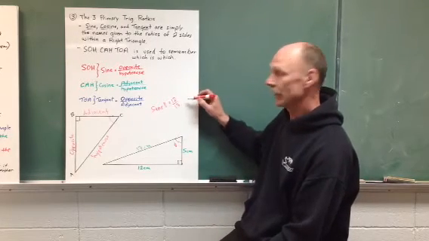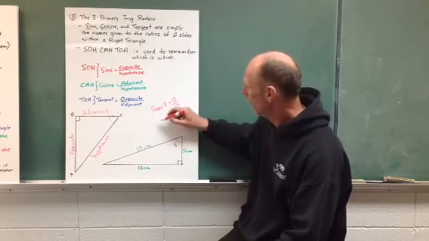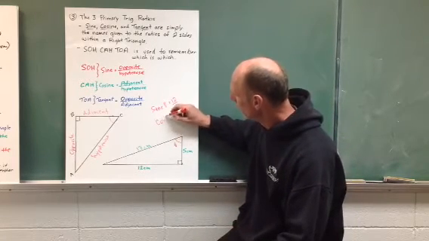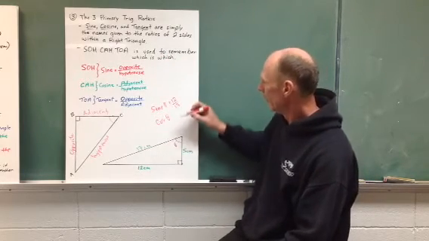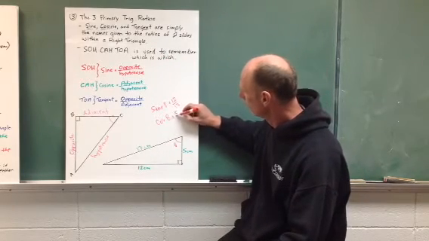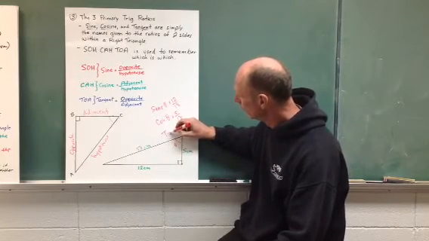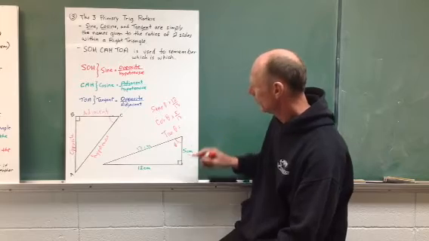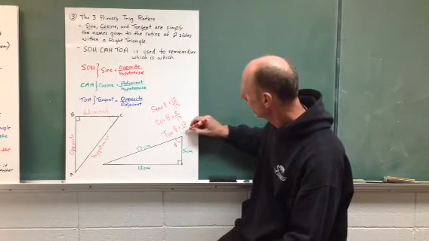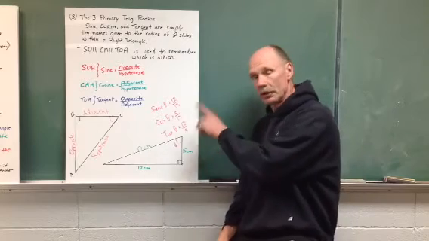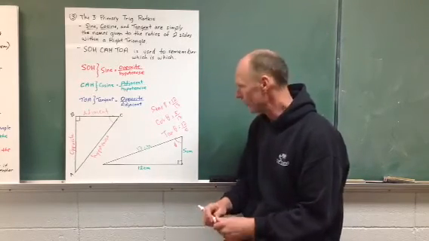I could also change that to a decimal by going 12 divided by 13. But for now, I'll just leave it as a fraction. The cosine of theta is adjacent over hypotenuse, so 5 over 13. And finally, the tangent of theta is equal to opposite over adjacent, 12 to 5. If those were reducible, I could reduce them, and of course I could always also change them into decimal numbers.